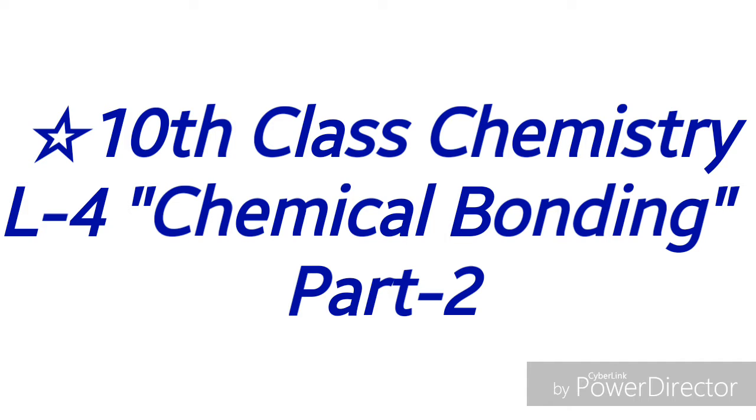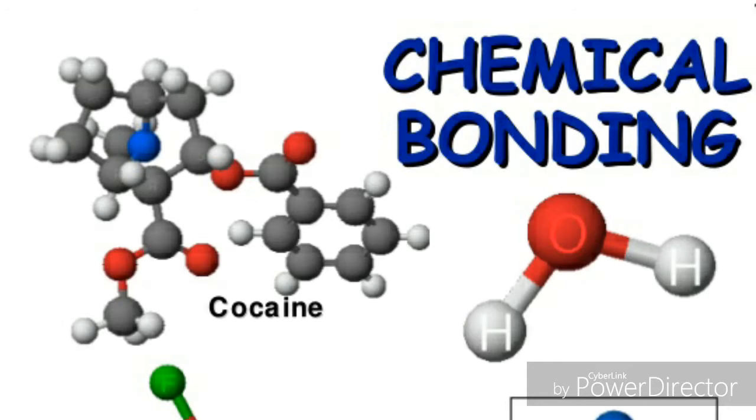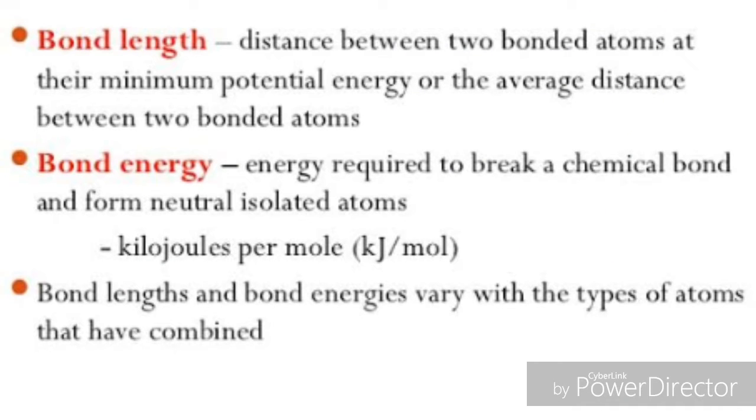In the last class, we discussed the electronic theory of valence proposed by Lewis and Kossel, and we learnt about ionic bond and covalent bond. We discussed some examples. Today, we will discuss bond length and bond energy, drawbacks of the electronic theory of valence, the salient features of VSEPR theory, and its limitations. All these we are going to discuss today.